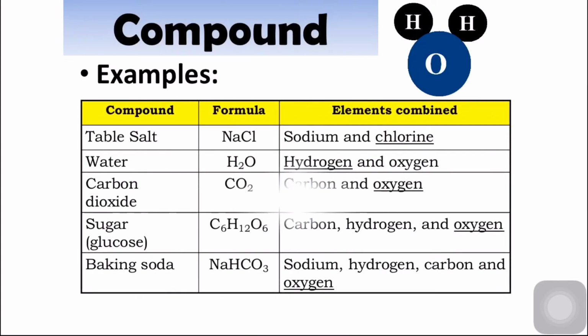These are the examples of basic compounds. Table salt, formula NaCl, elements combined: sodium and chlorine. Water, H2O, hydrogen and oxygen. Carbon dioxide, CO2, carbon and oxygen. Sugar, C6H12O6, carbon, hydrogen, and oxygen. Baking soda, NaHCO3, sodium, hydrogen, carbon, and oxygen. These basic compounds are found in our homes.